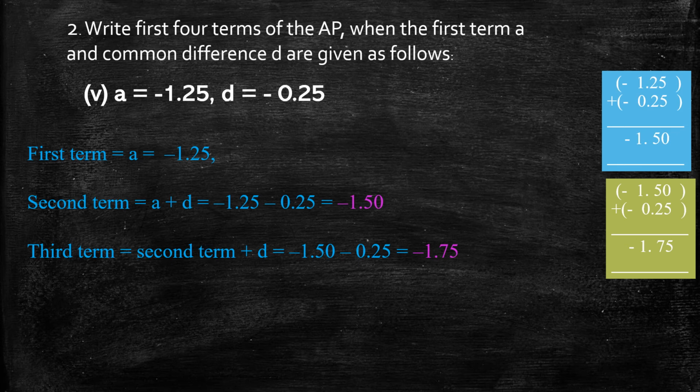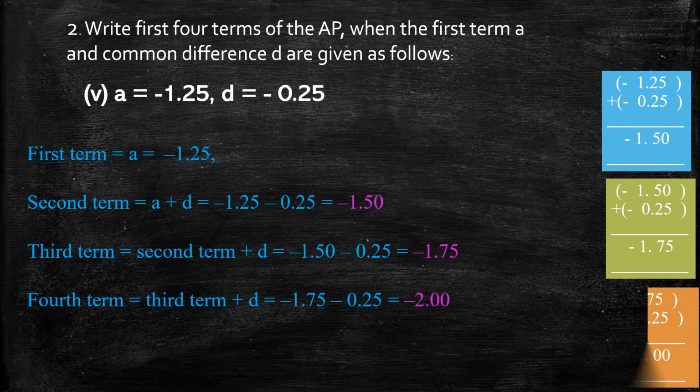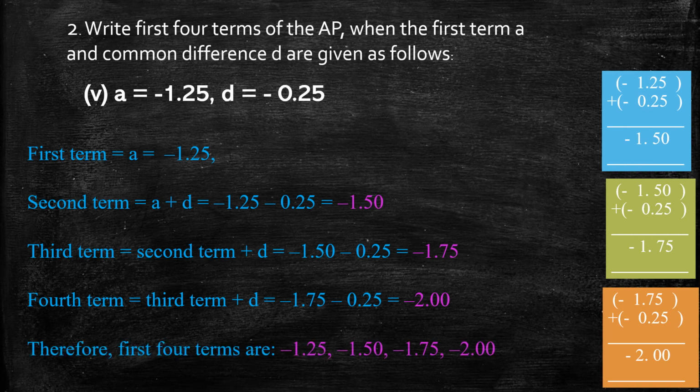Fourth term is third term plus the common difference. That is minus 1.75 plus of minus 0.25. So minus 1.75 minus 0.25. That gives you minus 2. So both are negative. Add and put the negative sign. You get minus 2. Minus 2.0 is nothing but minus 2. So the four terms are minus 1.25, minus 1.50, minus 1.75, and minus 2. Understood, children?